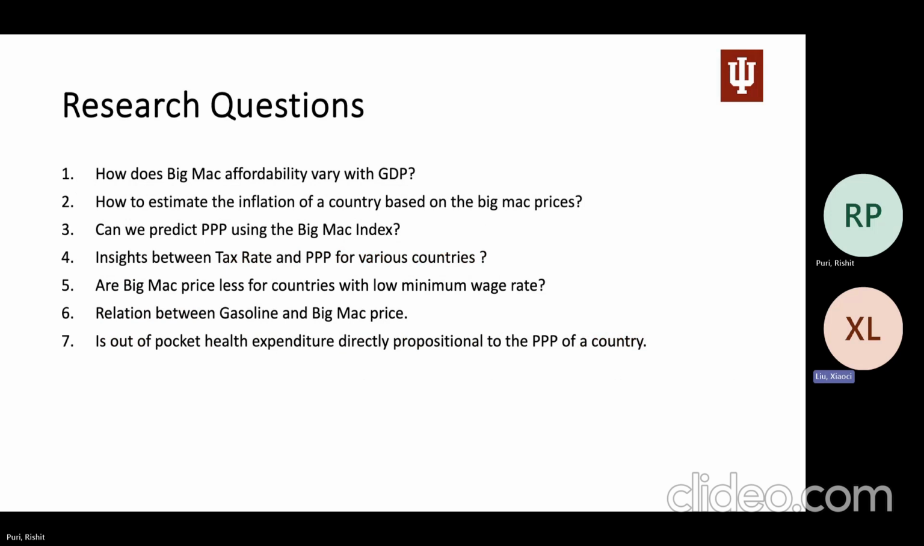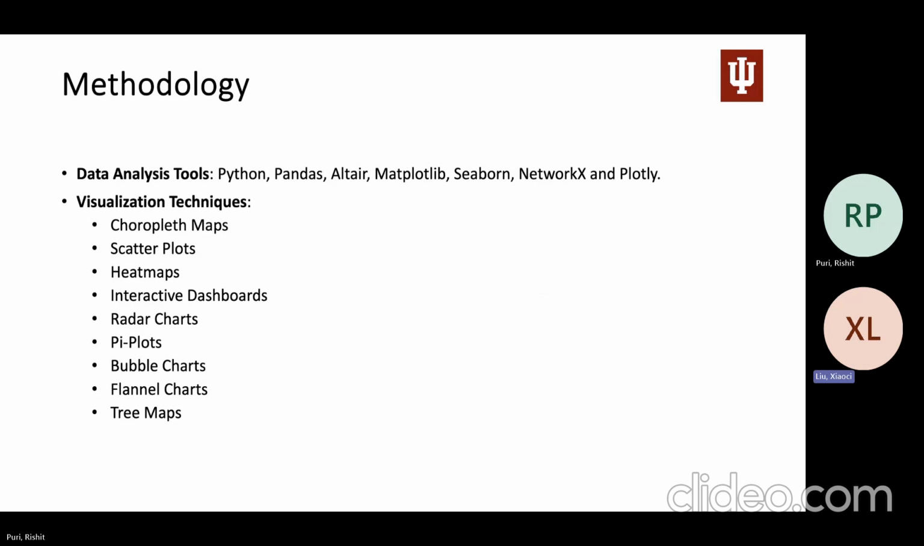We will focus on the following questions. Those questions provided a comprehensive framework for examining the interplay between economic indicators and purchasing power. For the methodology, we utilized Python libraries such as Plotly, Seaborn, and Tier to create a variety of visualizations. This includes choropleth maps to highlight geographic trends, scatter plots for correlation analysis, and heat maps to visualize inflation patterns. Those approaches not only ensure statistical accuracy, but also deliver user-friendly visuals that are easy to interpret and explore.